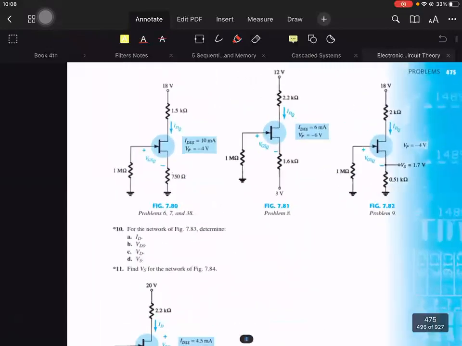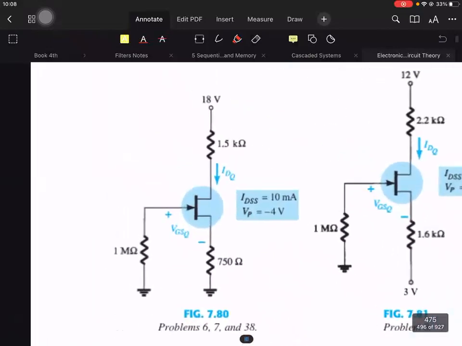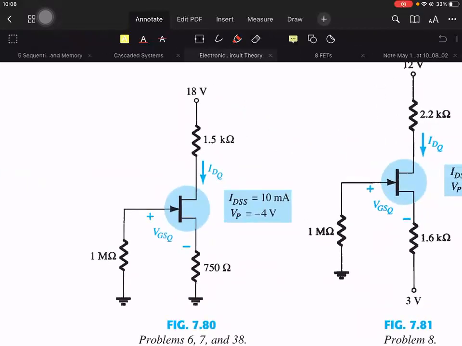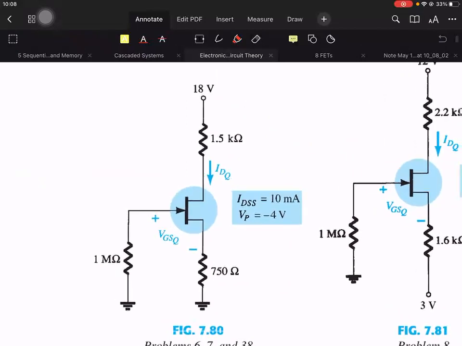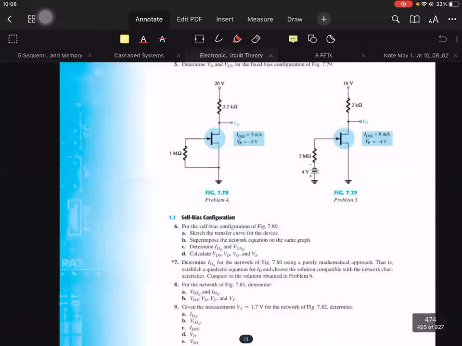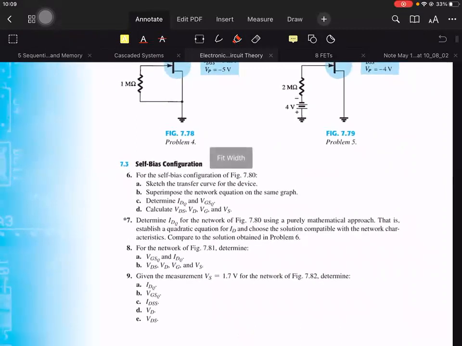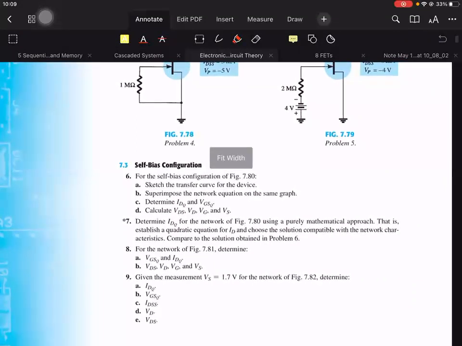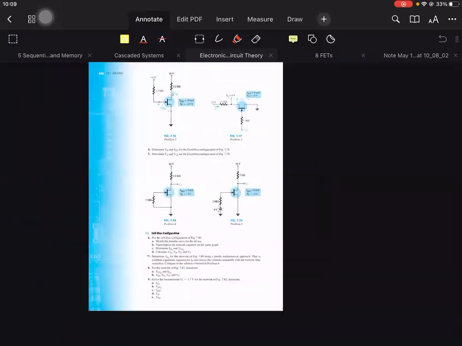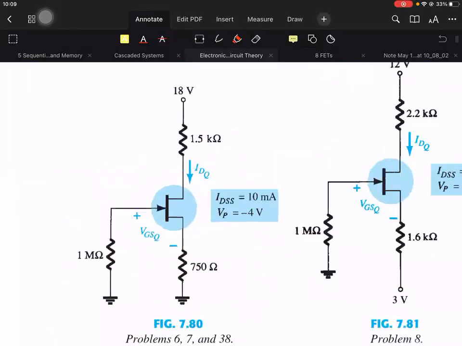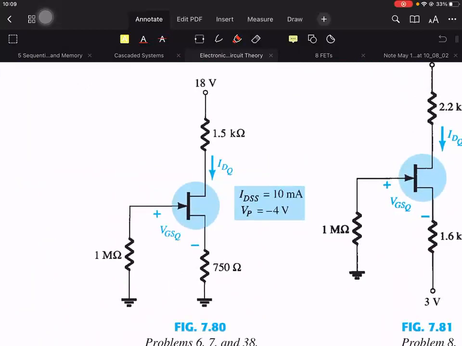Self-bias. Okay, so how about this one? Figure 7.8. This one. I just rewrote it. So solve for ID and VGS.